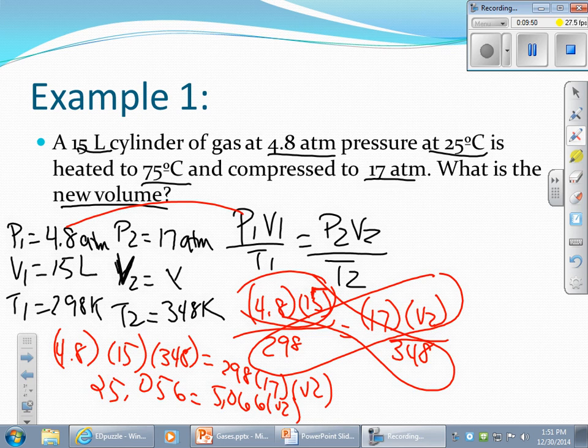We need to make sure that we get the variable all by itself. So here I would divide by 5,066. And when you do that, you should get that V2 is about 4.9 liters.